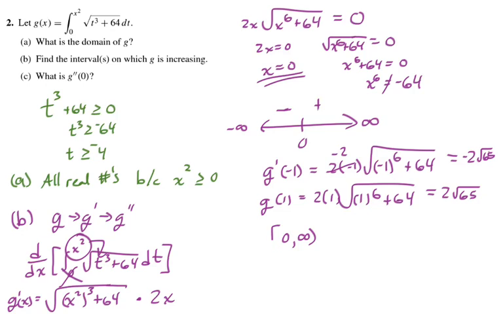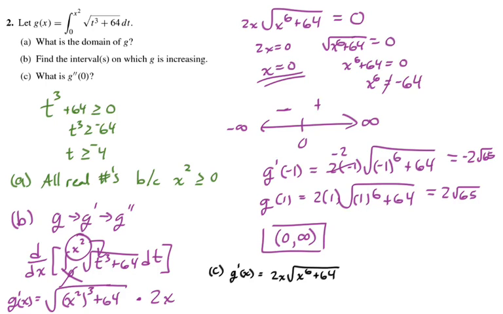Actually, I know the book says to include 0, but that doesn't make sense to me because at 0, our derivative is 0, which means the function is neither increasing nor decreasing at x equals 0. So I would say this is the interval where the g function is increasing.